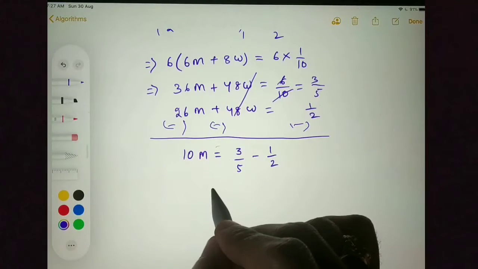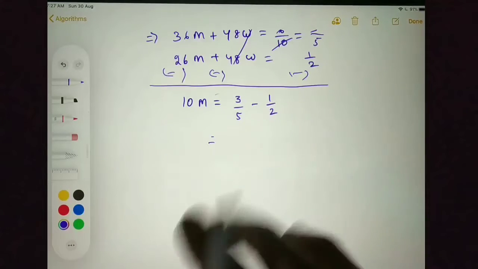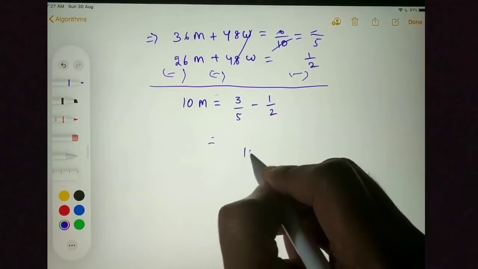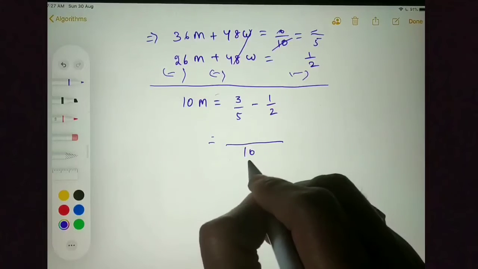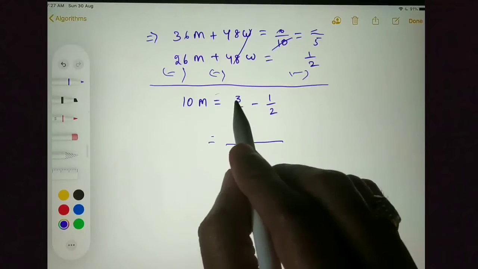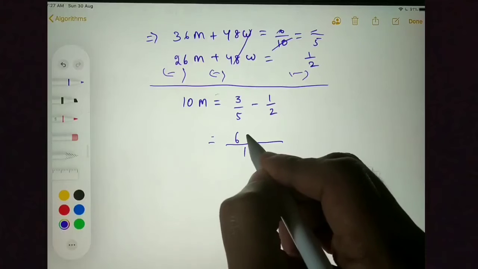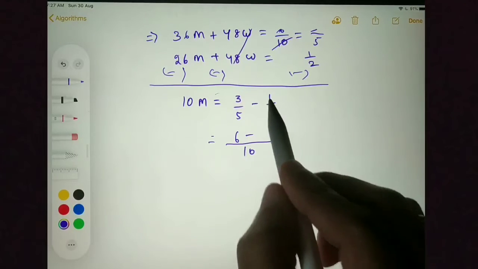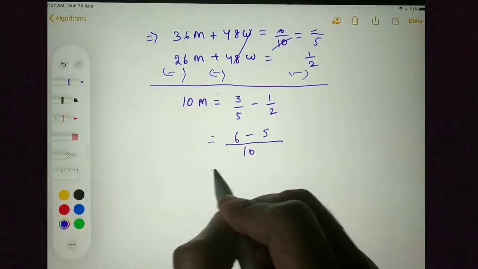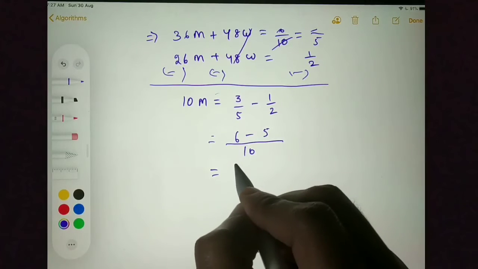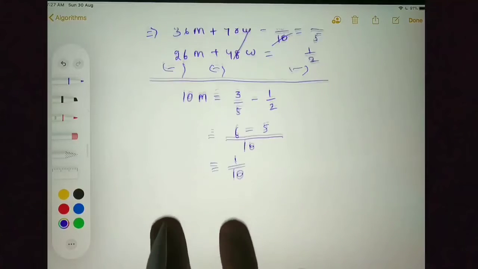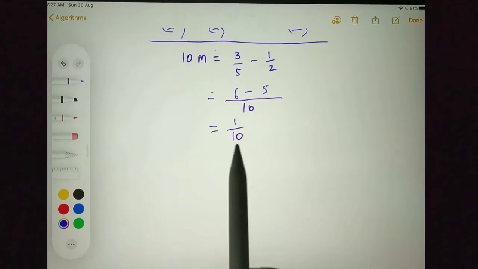What is the LCM for 5 and 2? LCM for 5 and 2 is 10. 10 by 5 is 2, 2 into 3 is 6. And 10 by 2 is 5, 5 into 1 is 5. So 6 minus 5 by 10 is 1 by 10. This is 10 men's 1 day's work.